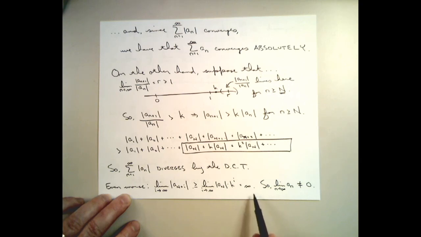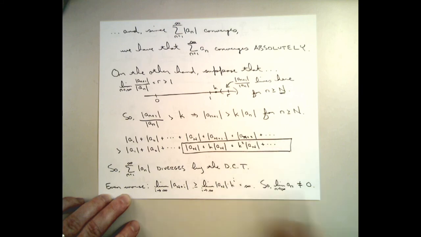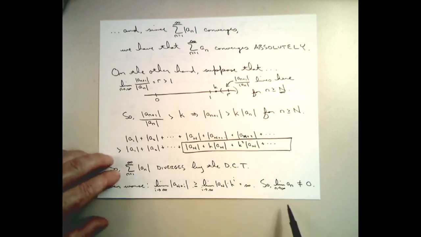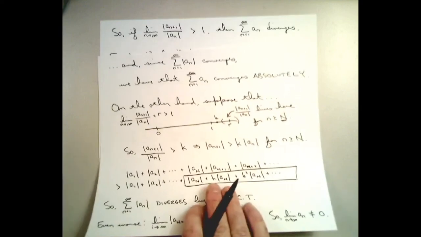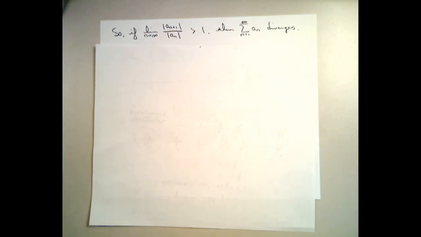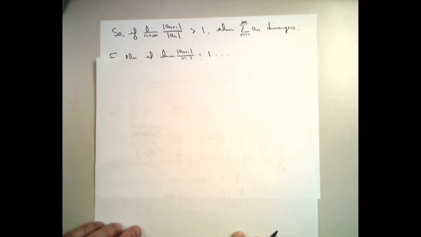Well, then clearly the limit of these terms, if it's running off to infinity, is certainly not equal to 0. And so it doesn't even pass our first test of convergence, right? So what we're saying is that if it turns out that this limit of ratios is bigger than 1, then we have necessarily that the series in question diverges, right?